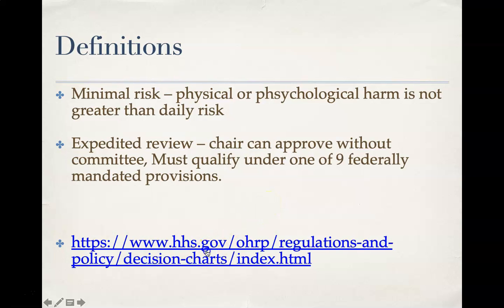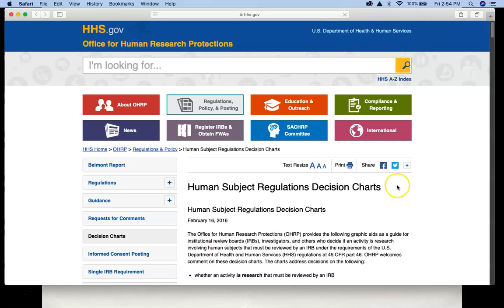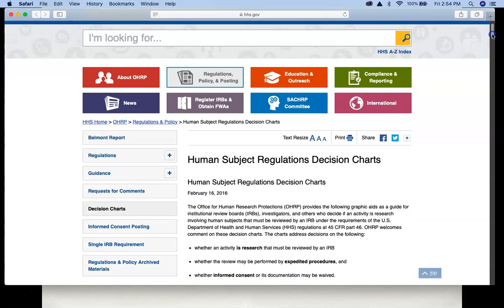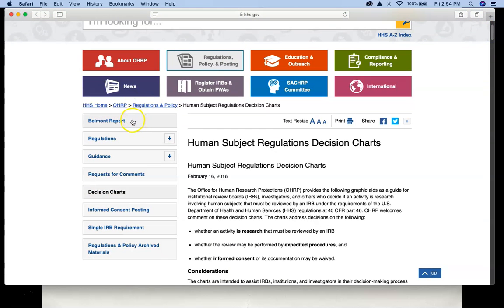They have these wonderful decision charts on here. Let's go look at them. This is the federal government, so it has lots of stuff on here. So it has all this information. It has a report that goes back to why they came up with these regulations, guidance. Decision charts are kind of interesting. Informed consent postings and IRB requirements. So it has all the rules and regulations, all the things that you need to know about this web page. But the thing I like are these decision charts that they have.